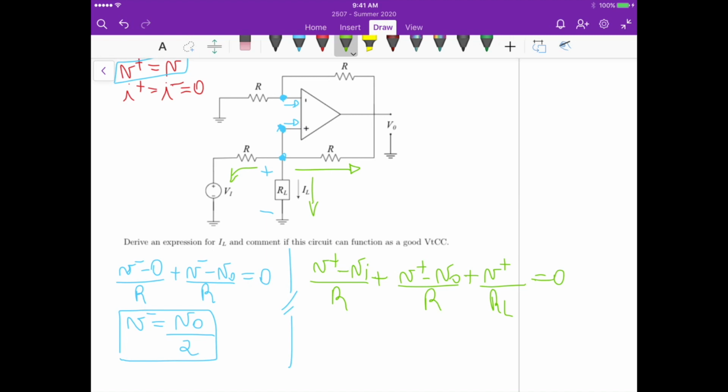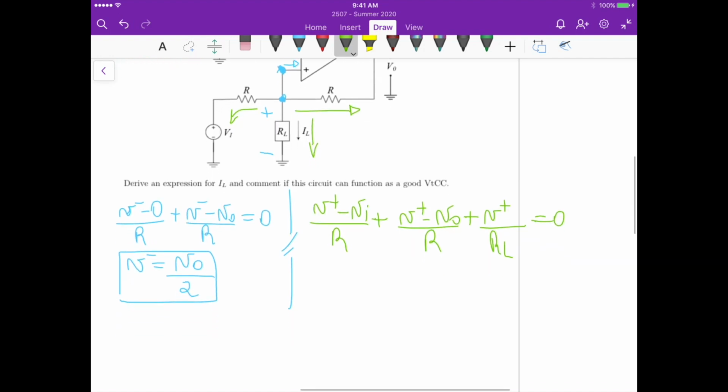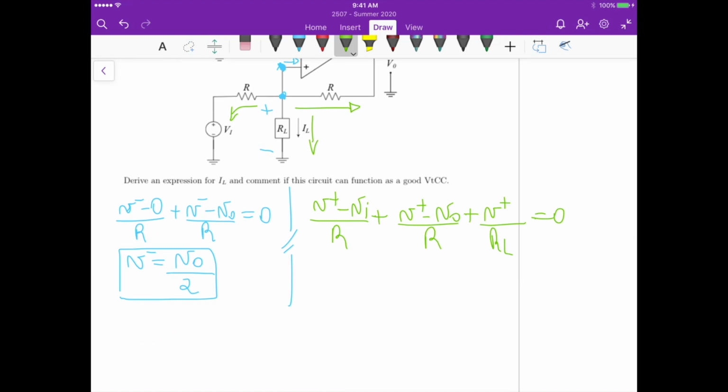Okay, so we have this equation here, and since we know that V plus is equal to V naught over 2, we can substitute V naught over 2 here, and then we basically get V naught over 2R plus V naught over 2R for this term here and this term here, plus V naught over 2RL, minus VI over R minus V naught over R, which is this term here, should be equal to 0.